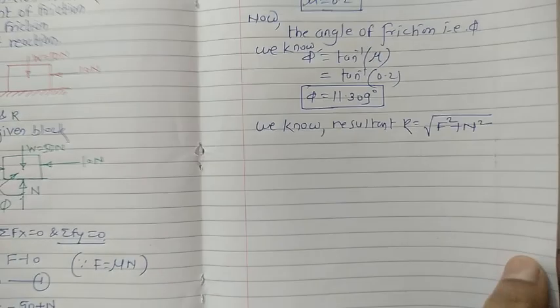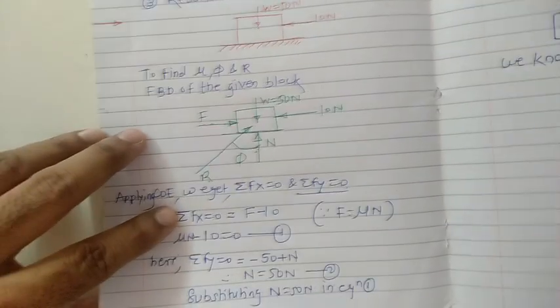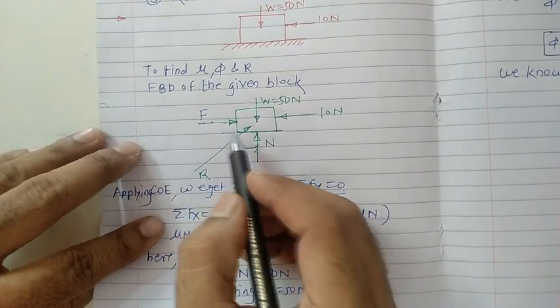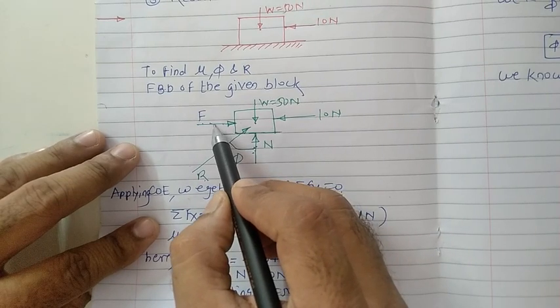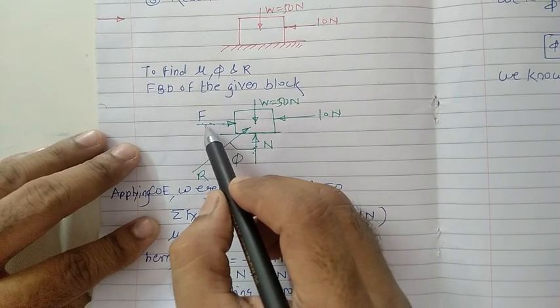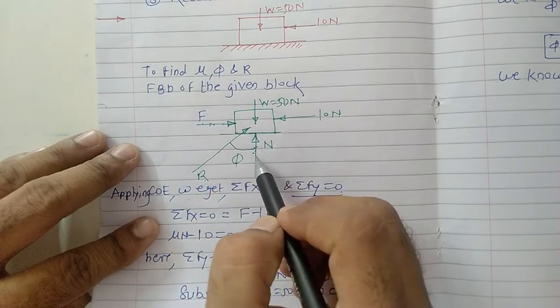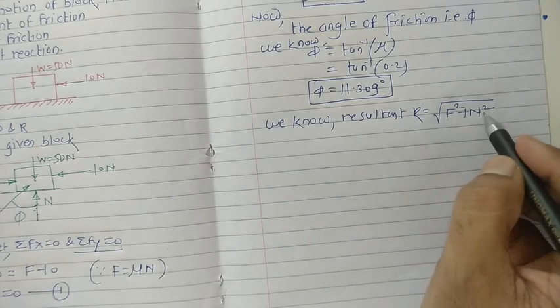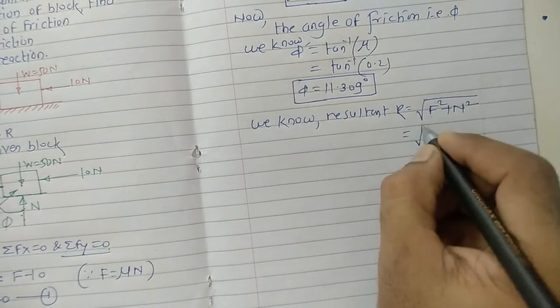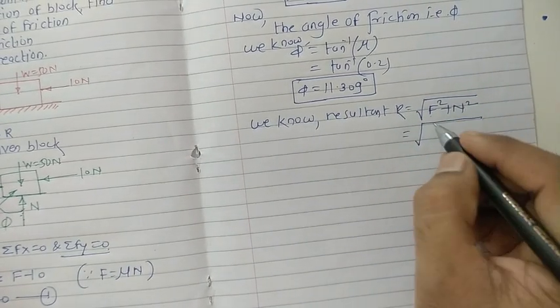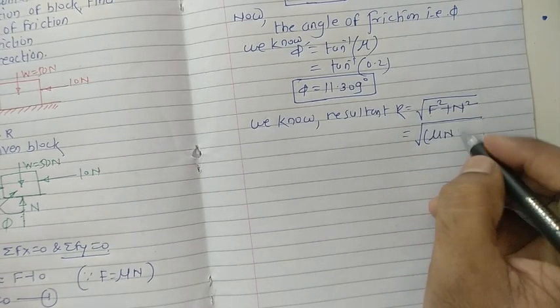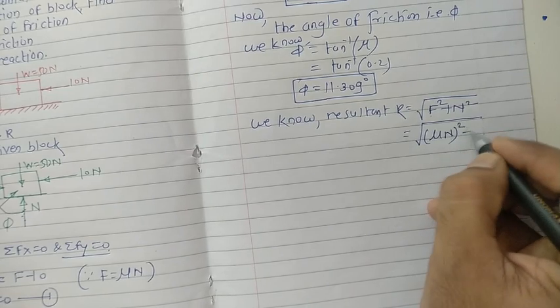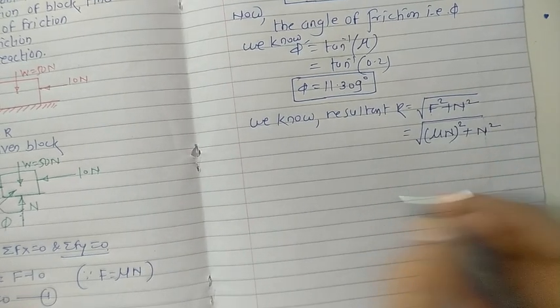If you focus on this free body diagram, this R indicates the resultant of the frictional resistance force and the normal reaction. So R is the square root of F square plus N square. What about the value of F square? We already know the relation between F and N: F equals mu into N, so (mu N) whole square plus N square. In this way we can write the same.